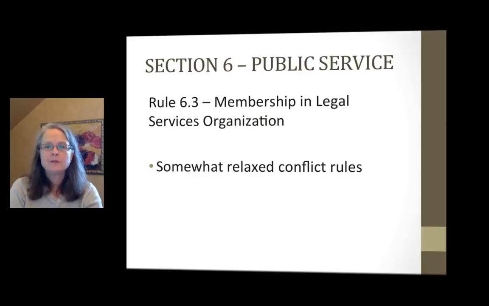This rule allows you to be a director or an officer or a member of a legal services organization, even if it serves people having interests adverse to those of you or your law firm. Now there is a caveat. They haven't done away with the conflict rules altogether. You may not participate in a decision or an action if you know that this is incompatible with your conflict of interest rules, or where that decision or action could have a material adverse effect on the representation of a client of the organization whose interests are adverse to yours.